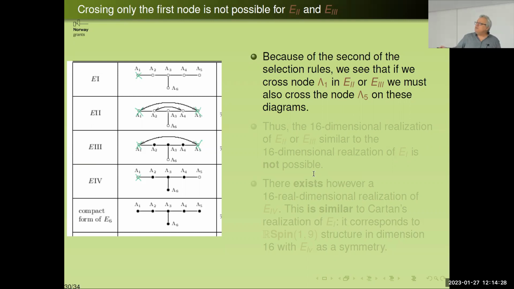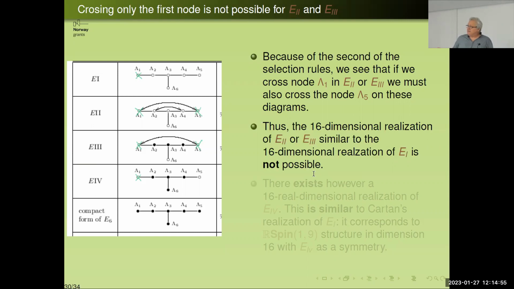It is possible when I just cross this one, and then the dimension is 24. It is possible in dimension 24, but it's not possible in dimension 16. Actually, it's also possible in dimension 21 when I cross this one, but I don't want to talk about that one. Okay, so because of the second of the selection rules, we see that if we cross node lambda 1 in E2 or E3, we must also cross node lambda 5 on these diagrams. Thus, the 16-dimensional realization of E2 and E3, similar to the 16-dimensional realization of E1, is not possible.